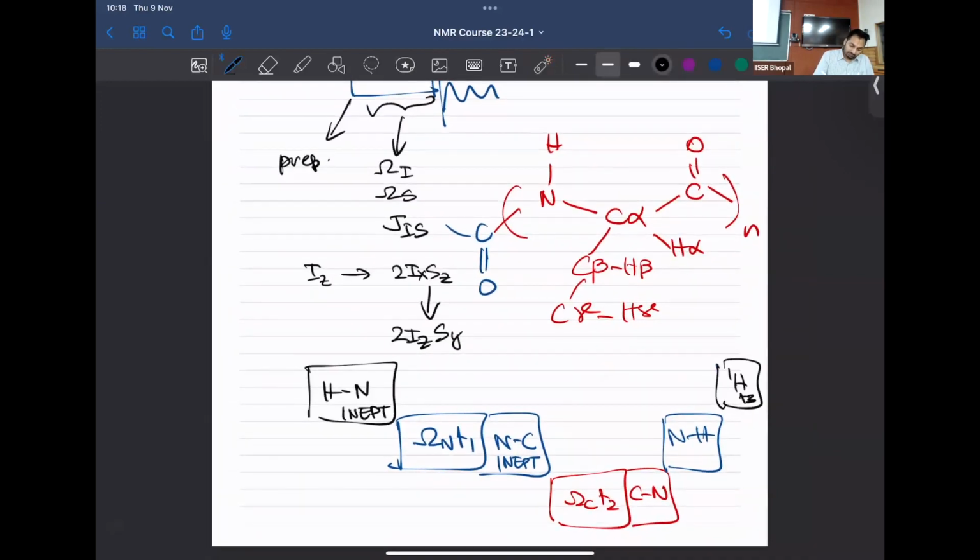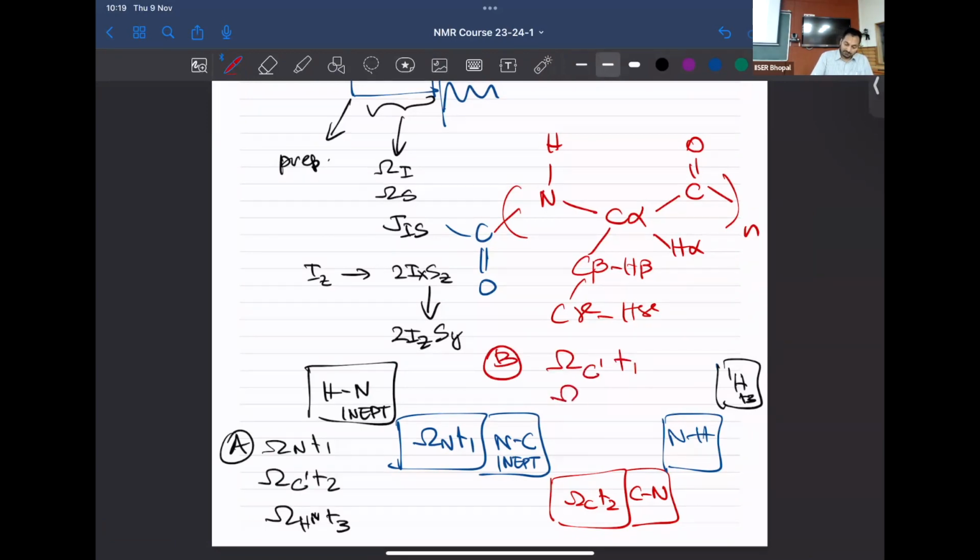In the first one, approach A, omega N in T1, omega carbonyl in T2, omega HN in T3. Correct? Alternatively, you could also consider something like this, alternate route B, where the carbonyl is labeled in T1, nitrogen in T2, and of course the HN proton in T3. This will not change, but you can always swap the order here. What I'm trying to make you understand is that the moment you have the building blocks, you can build them based on the necessity that you want.